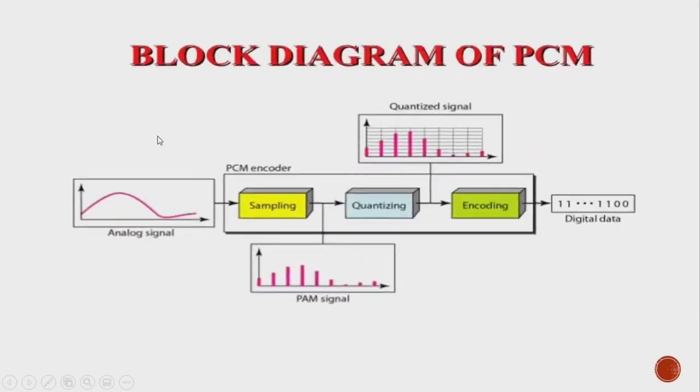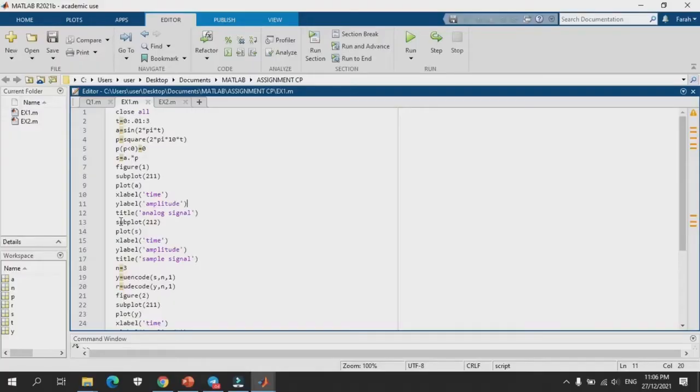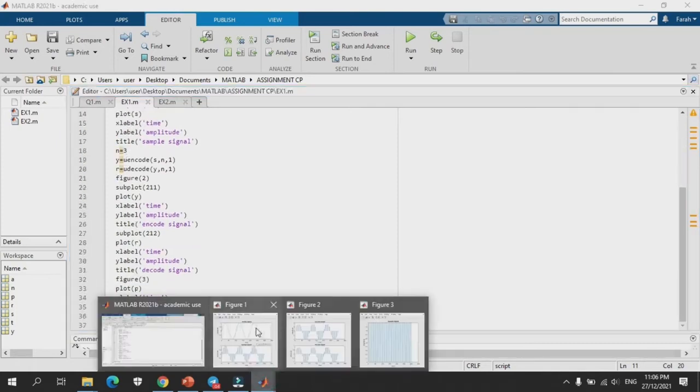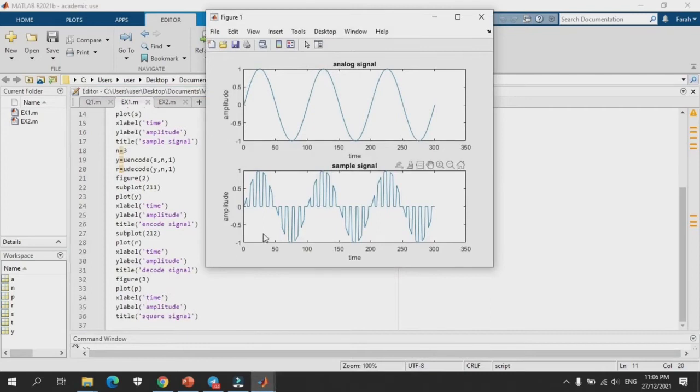After that, this is the block diagram of PCM. It has sampling, quantizing, and encoding. Next, there are two examples for PCM. Example one shows an analog signal changing to a digital signal, followed step by step through sampling, quantizing, and encoding. The first signal is the analog signal, which is an input signal.